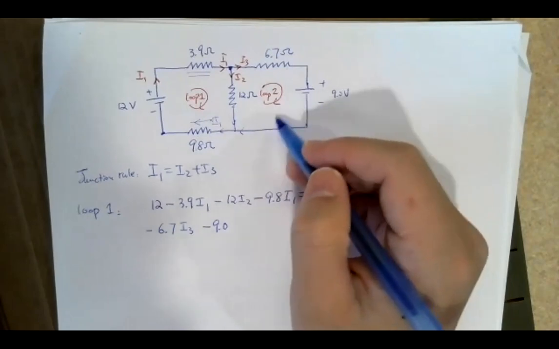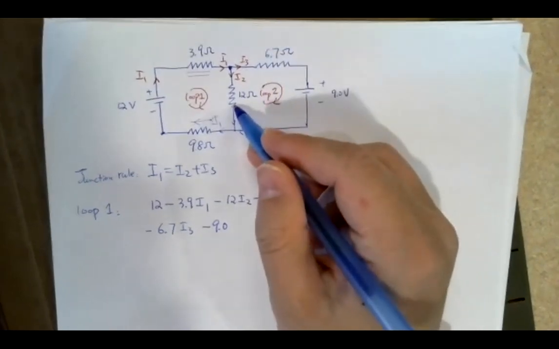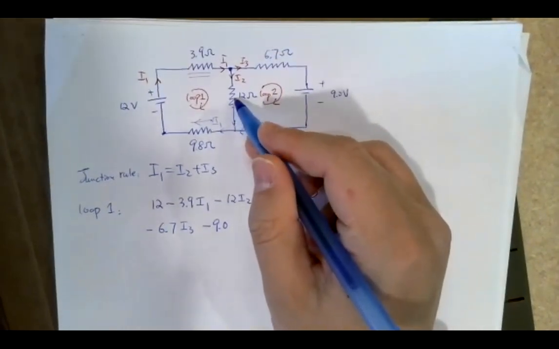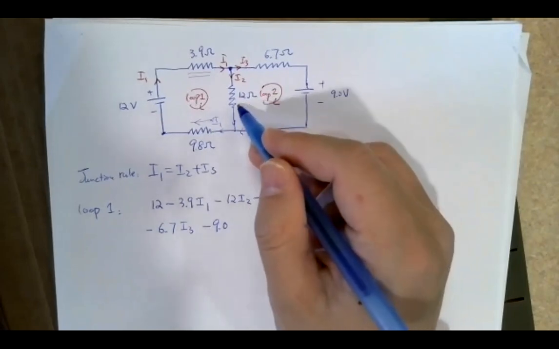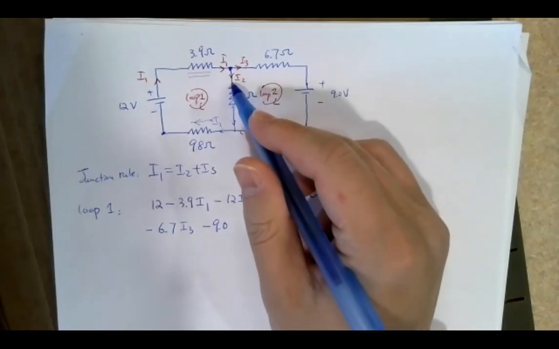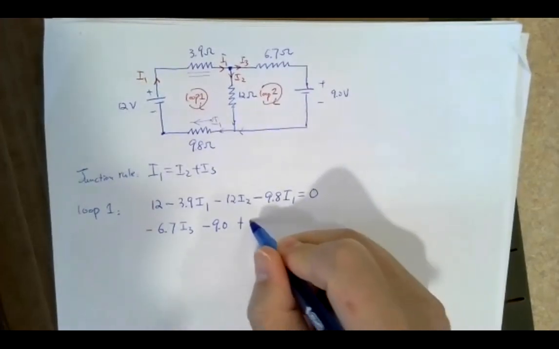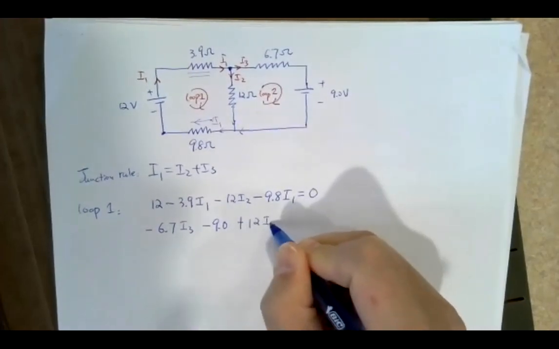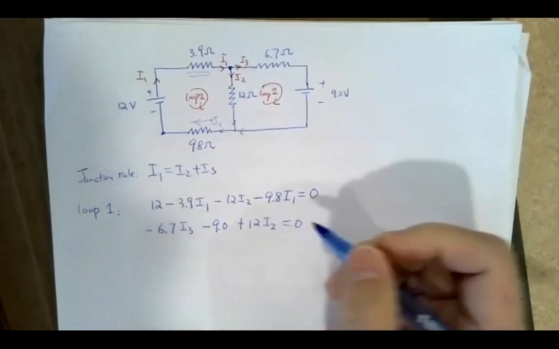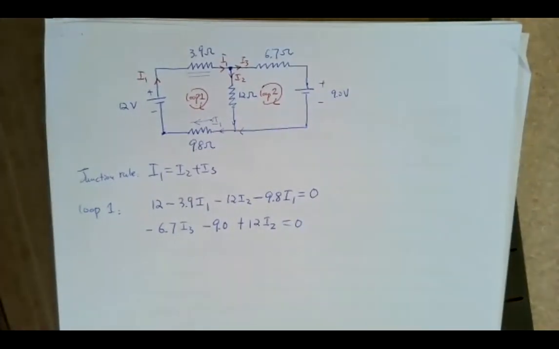And then for this loop 2, the next element you encounter will be this resistor, the 12 ohm resistor. So your loop goes in a direction against the current, so then your voltage will increase. So plus 12 times I2, and that goes to 0, coming back to your original starting point. So you have three equations and three unknowns. You can solve for the unknowns.